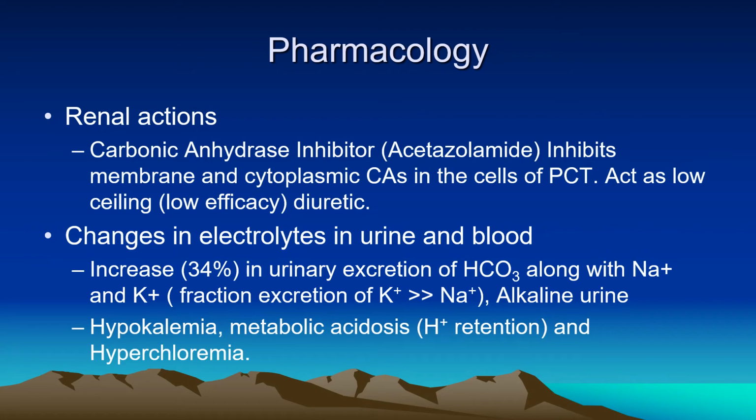Now, this electrolyte disturbance is also reflected in blood in the form of hypokalemia, metabolic acidosis, and hyperchloremia. So this is an unusual drug. You will remember that most of the diuretics cause metabolic alkalosis, but acetazolamide causes metabolic acidosis and hyperchloremia.